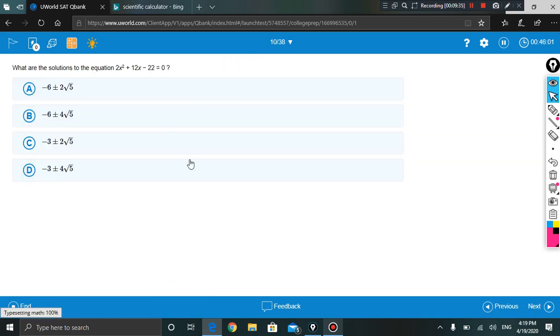What are the solutions to this one? First of all, negative b over 2a. We're going to eliminate two answers. Negative b is negative 12 over 4, which is negative 3. So a and b are wrong. We're going to choose between c and d. Now, b squared minus 4ac over 4.